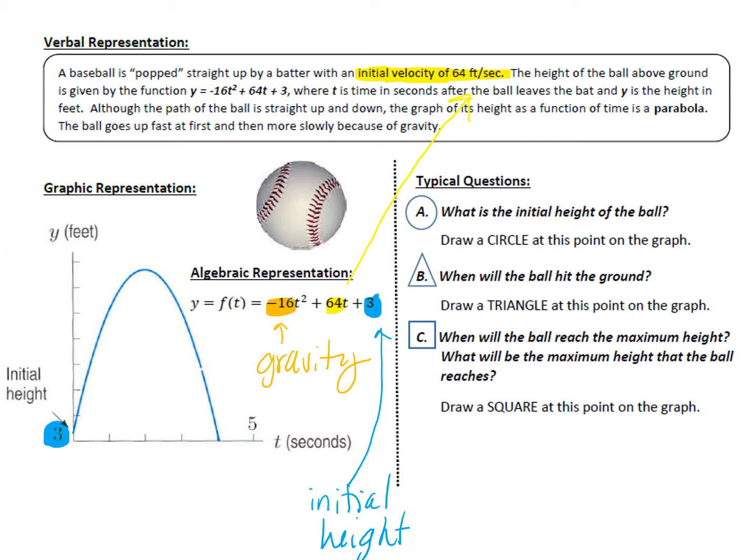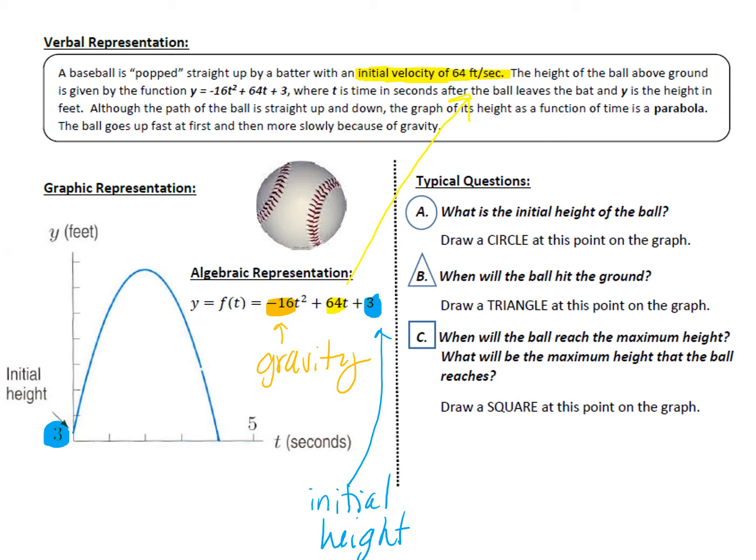So what I want to do is look at the questions on the right side, the letters A, B, and C, and we're going to mark those in the graph. I'm going to use red for that just to make sure they show up and stand out to you. So these are some of the typical questions that you will be asked in the examples today and on assessments. It says, what is the initial height of the ball? Draw a circle at this point on the graph.